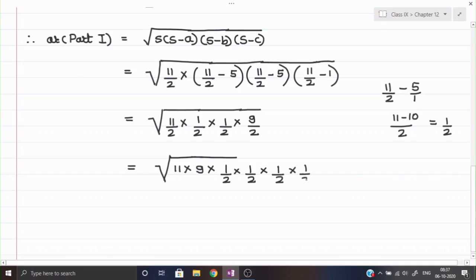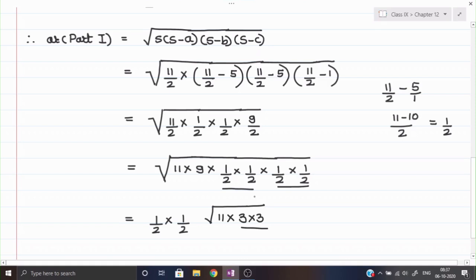Then 9 by 2 is basically 9 into 1 by 2. So that 1 by 2 I have taken separate, and 9 I am writing along with 11, where 11 by 2 I am also writing as 11 into 1 by 2. So here 2 pairs of 1 by 2 are going to form. Those 2 pairs of 1 by 2 I am taking outside. So 1 by 2 and 1 by 2, 2 pairs are coming outside, right? And similarly 11 we can keep as it is, while 9 I can write as 3 into 3. So one more pair of 3 is going to form, and that will go outside.